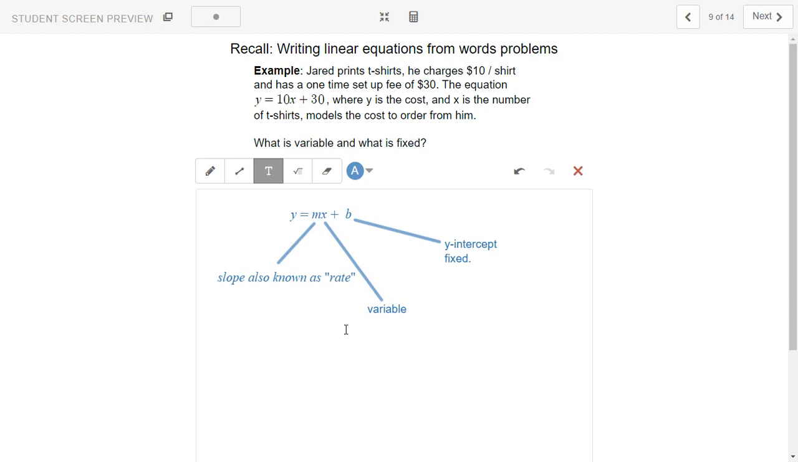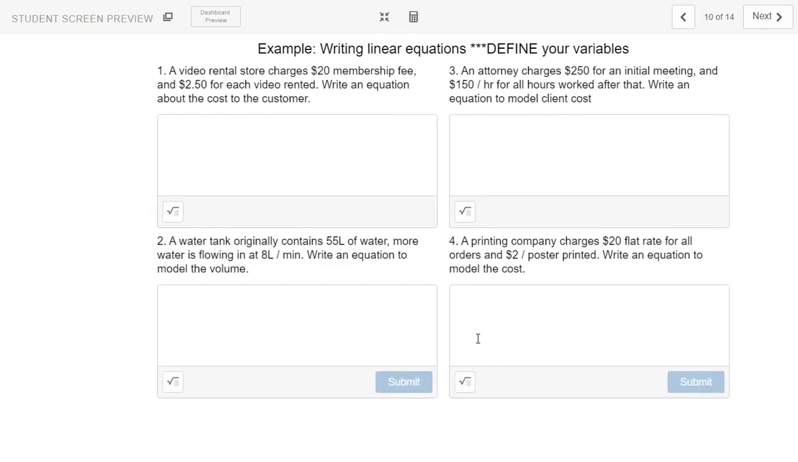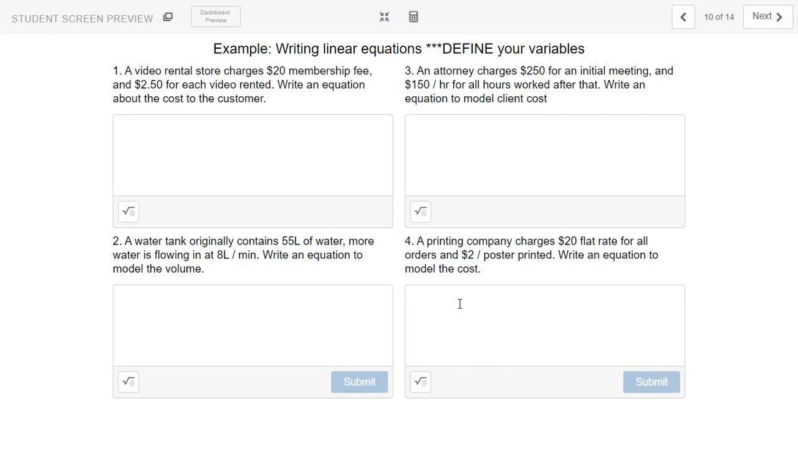So let's look at our equation of the linear relation again. y = mx + b. The mx is the part that changes. It will vary depending on how many things are ordered and is multiplied with the rate. The y-intercept is fixed. It doesn't change. Now let's take a look at these examples.